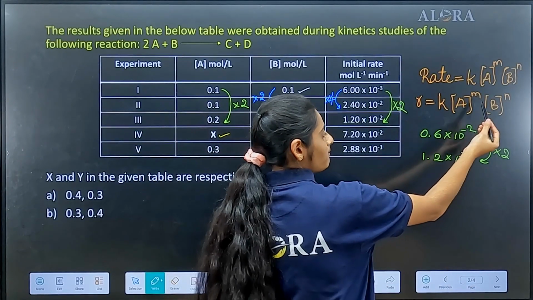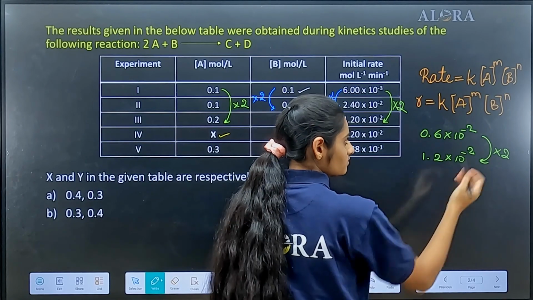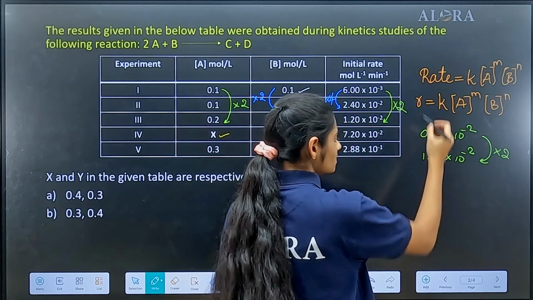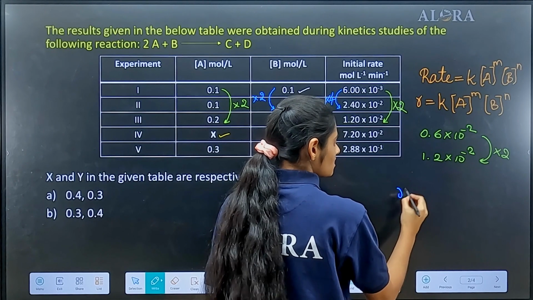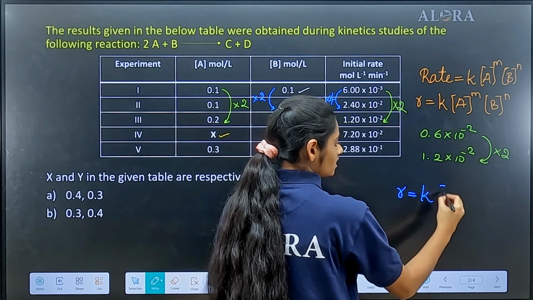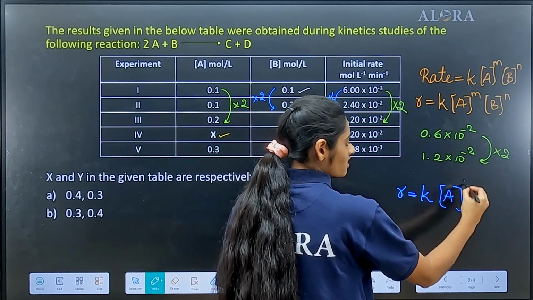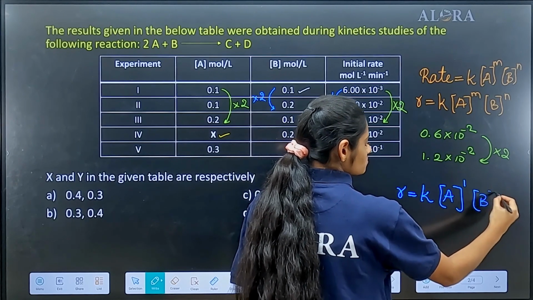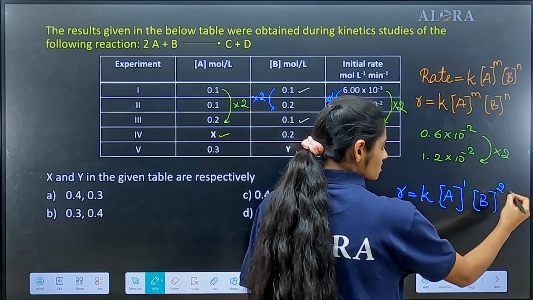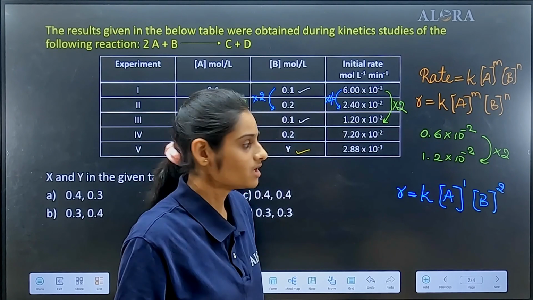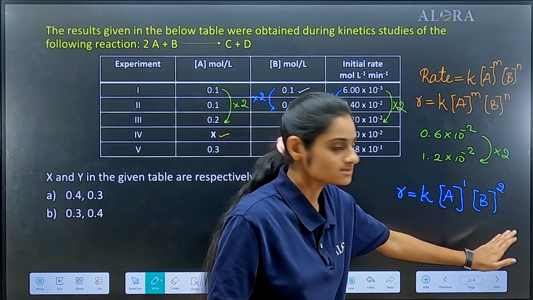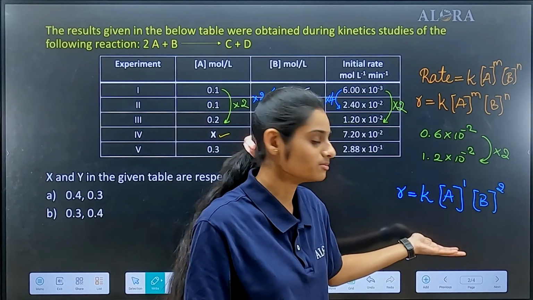So here we got m as 1 and n as 2. So let us rewrite this again. So R is equal to K into A to the power of 1 and B concentration, and that power will be 2. So this we got as a rate law or rate equation.